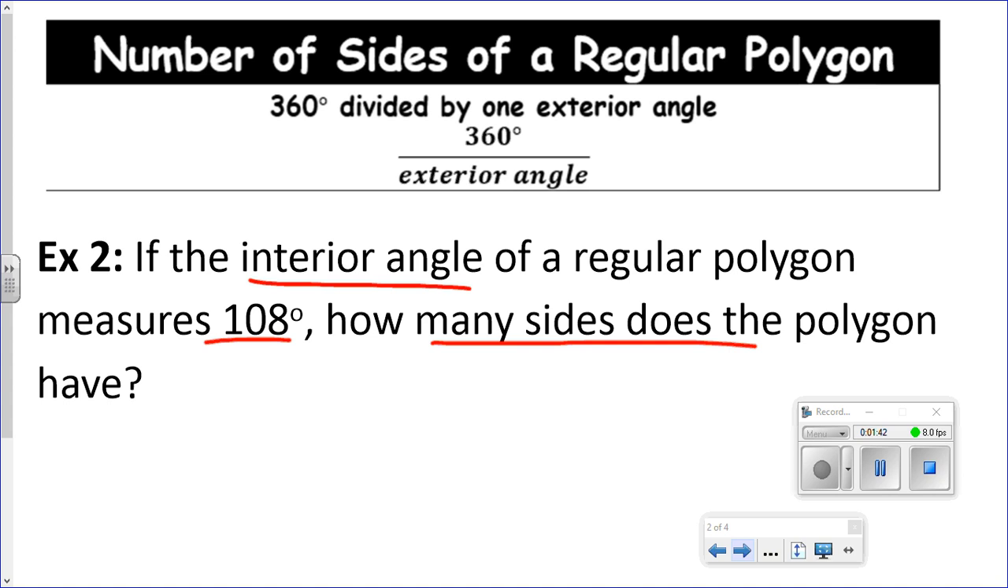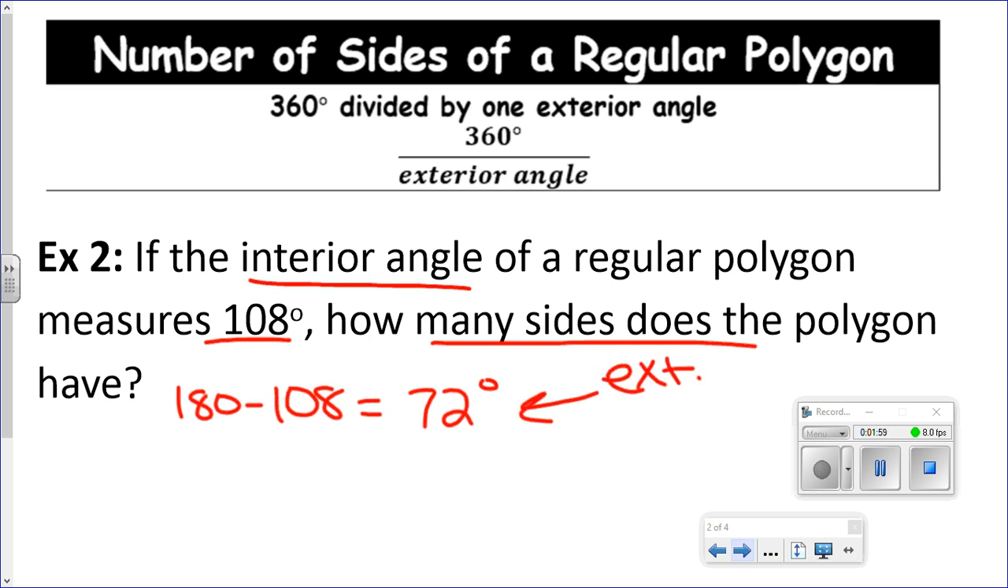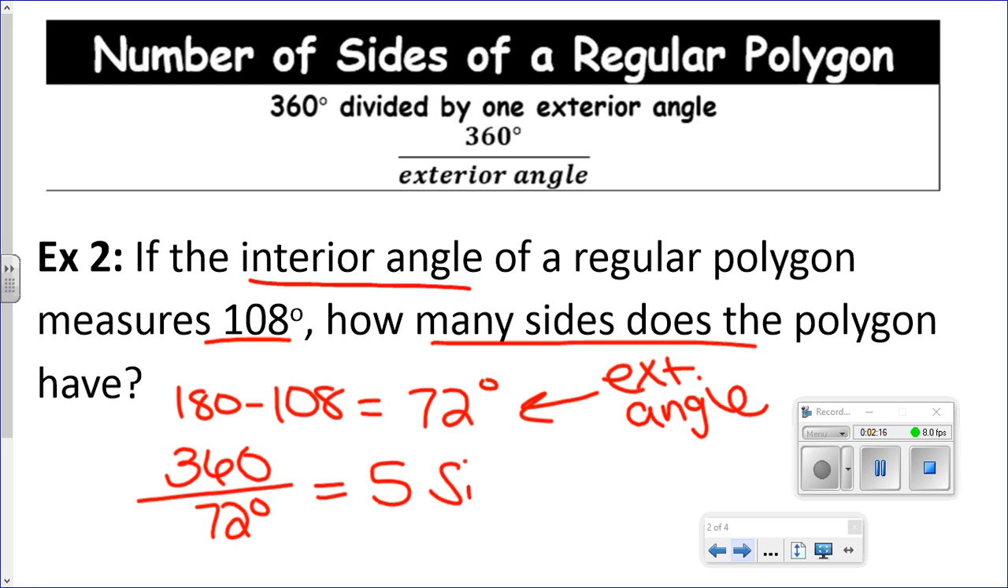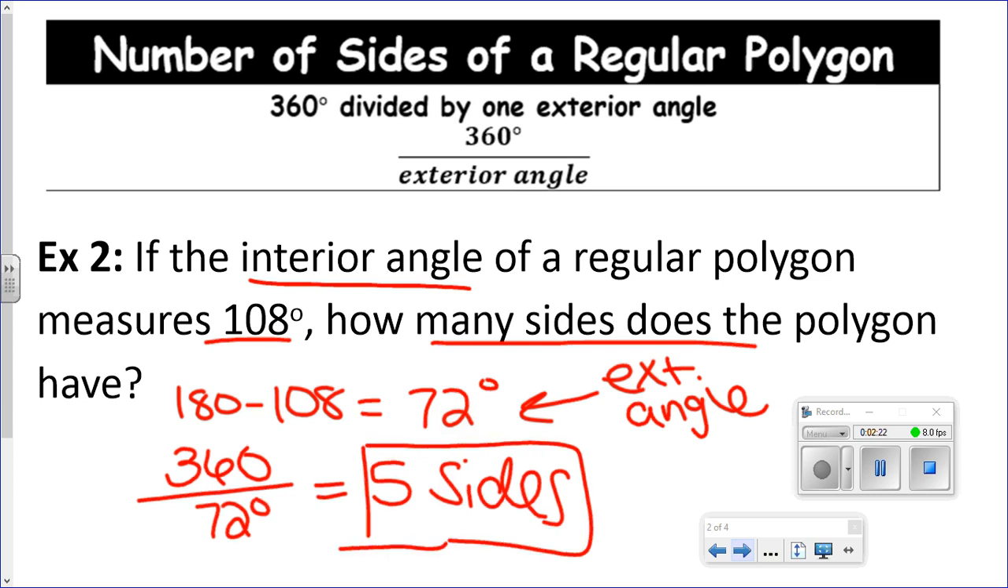And so remember, the interior angle and the exterior angle are a linear pair, which means they're supplementary, which means they add up to 180. So if I do 180 minus the 108, I end up with 72 degrees. And so then this 72 degrees is your exterior angle. Okay? The 108 is the interior, the 72 is the exterior. And then you can do 360 divided by the 72 degrees. And when you divide those, you end up with 5 sides. 5 exterior angles, which gives you 5 sides.